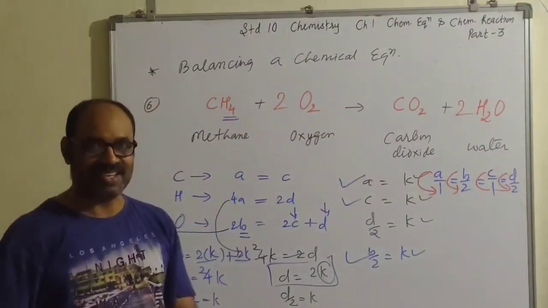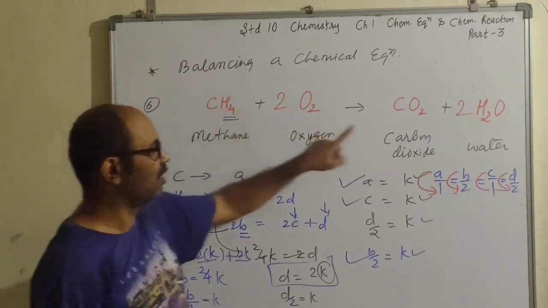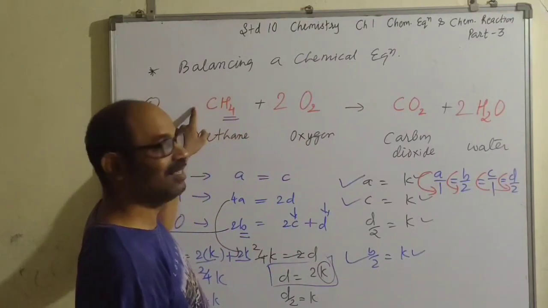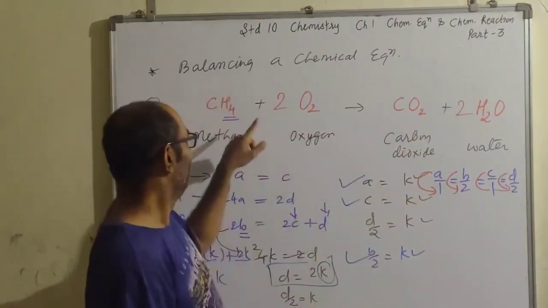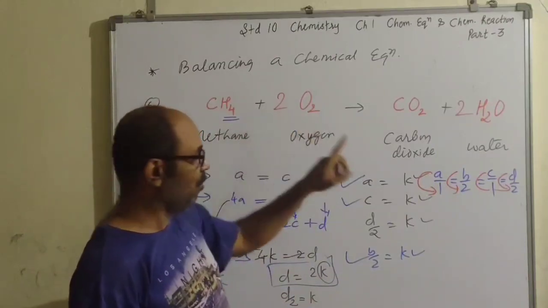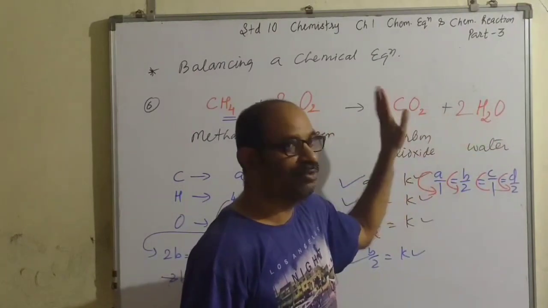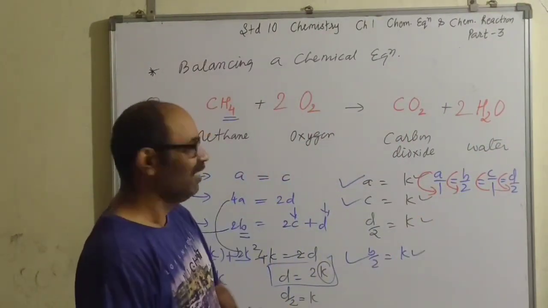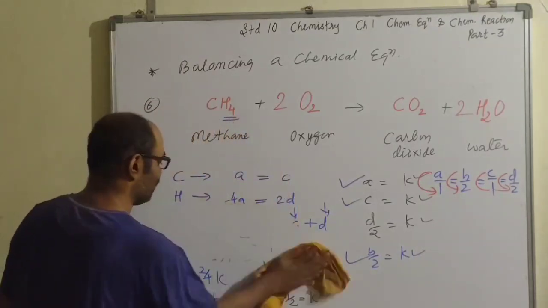Now this is a balanced chemical equation. See that? Carbon 1 1s are 1, carbon 1 1s are 1. Balanced. Hydrogen 4 1s are 4, hydrogen 2 2s are 4. Oxygen 2 2s are 4. Here 2 ones are 2 and 1 twos are 2. So 2 plus 2, 4. Balanced. Got it? So this was the sixth equation which we balanced.